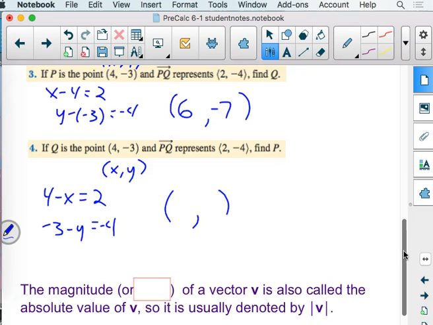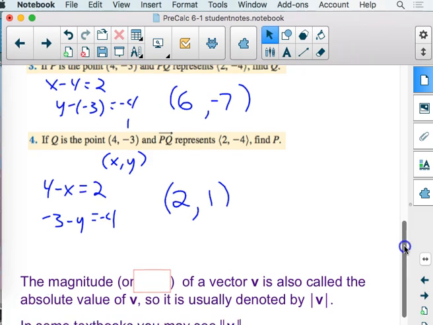4 minus something is 2. That something is 2. Negative 3 minus something was negative 4. What's the something? Add 3. Divided by negative 1. Should be more people telling me what this is. 1 minus a negative 3. There it is.